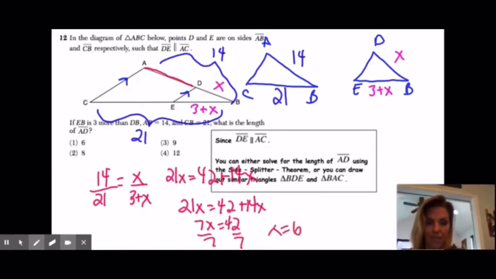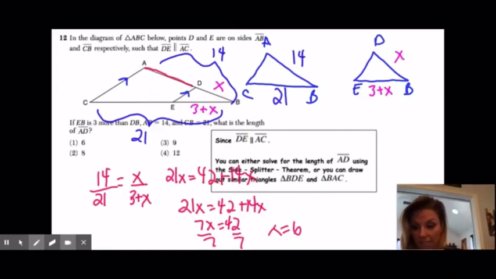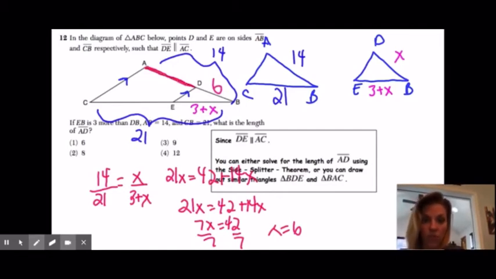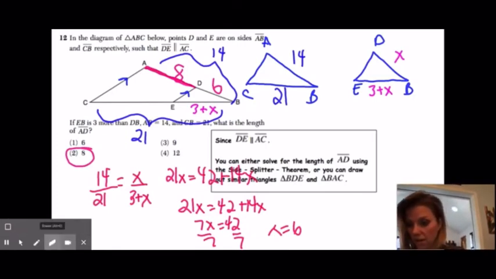Now look at your answers. You're going to be like, yes, I've done so much work and I'm done. But read it carefully. Did they ask for X? Did they ask for DB? No, they didn't. You just found X, which is this guy here. So you just found that this is 6. They wanted to know the length of AD. How long is it? Well, if the whole thing is 14 and that piece is 6, then this guy is 8. So option 2. Okay, not tough, but you did have to know how to set up the problem and use a decent amount of algebra there.